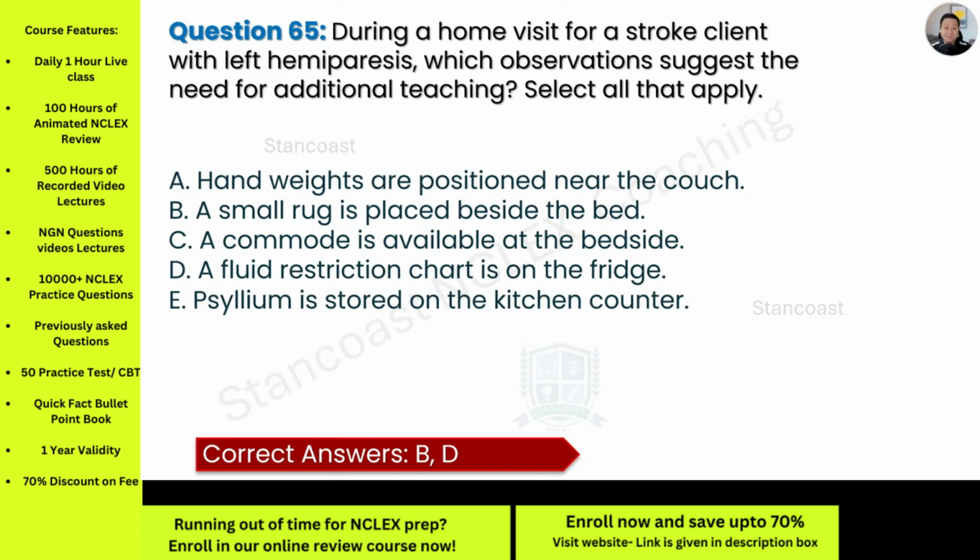We know that hand weights can support strength building exercise and rehabilitation. Also, the placement of the bedside commode is practical for clients with limited mobility. And with letter E, this will help with bowel regularity and is also appropriate for clients with reduced activity levels. So you have to look for those items that conflict with the safety or current care recommendations and make sure that you eliminate options that support safe rehabilitation practices, because that's the goal of this question. Observations suggesting the need for additional teaching.